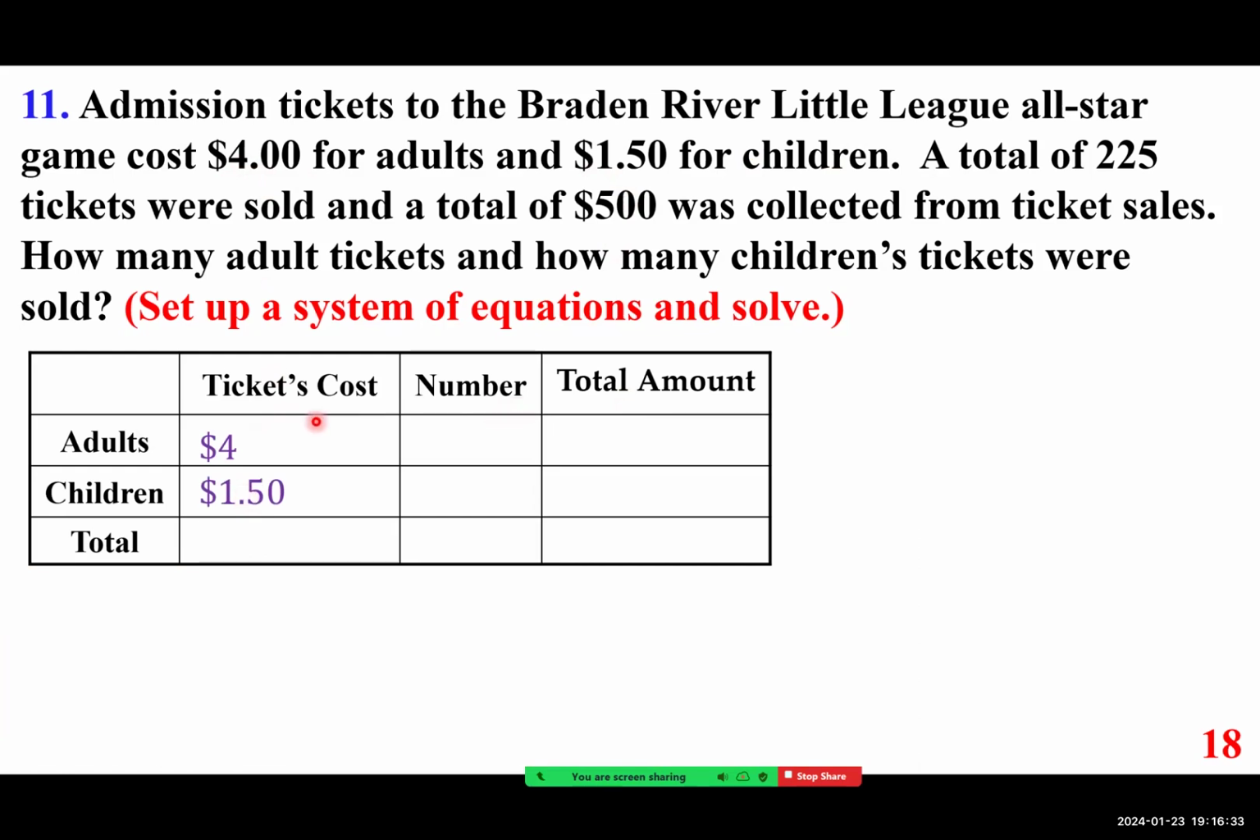We don't know how many of each, so instead of X and Y, for adults I'm going to use A, and for children I'm going to use C. And the total number of tickets is 225, and the total amount that we collected is 500. So how much do we collect from the adults? 4 times A. And from the children, $1.50 times C.